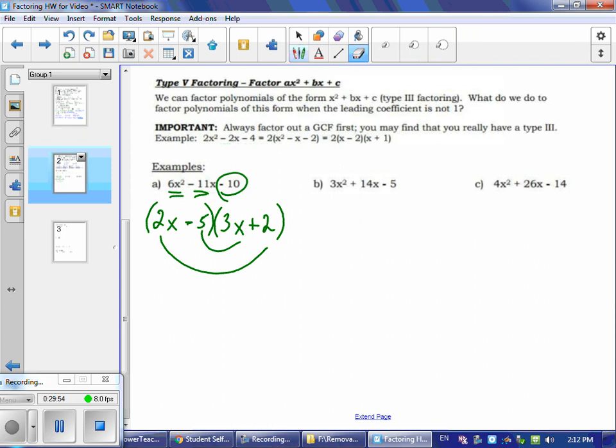All right, erase those lines for the last time. And we get 2x minus 5, 3x plus 2. If you were to go ahead and FOIL that back out, you're going to end up with the 6x squared minus 11x minus 10. Okay, let's try another one. Let's try letter B.